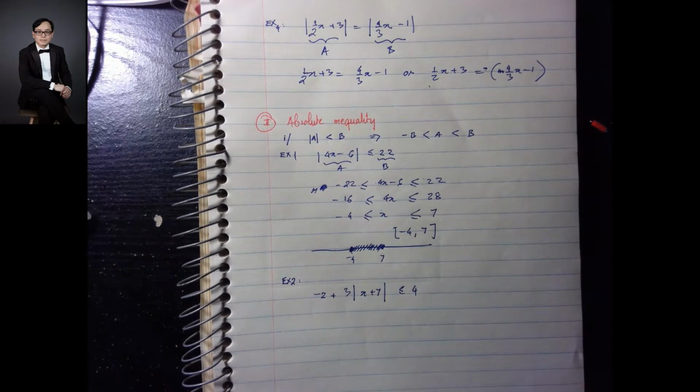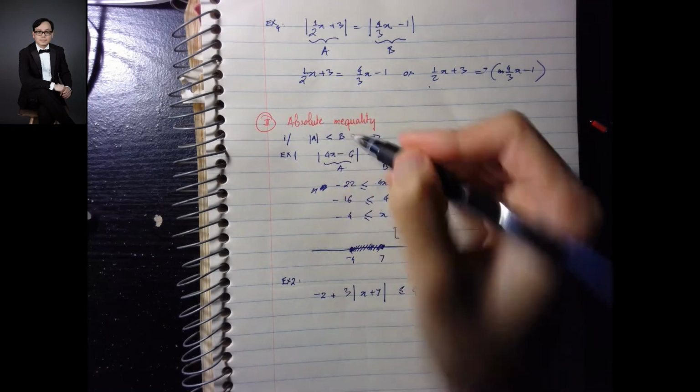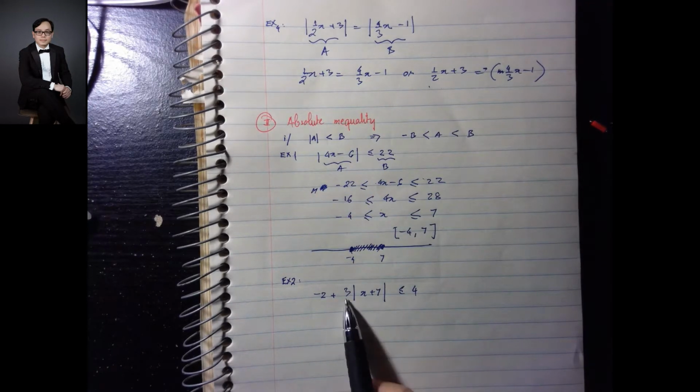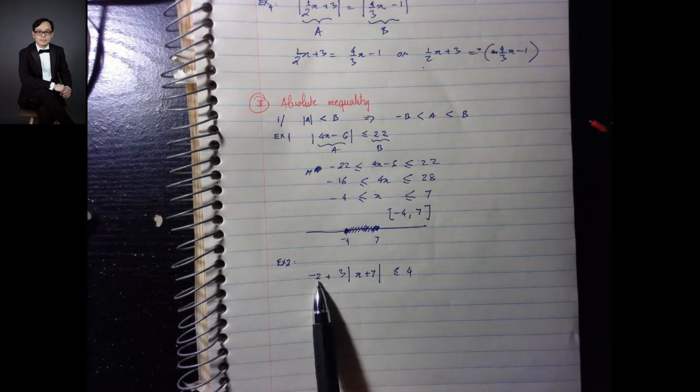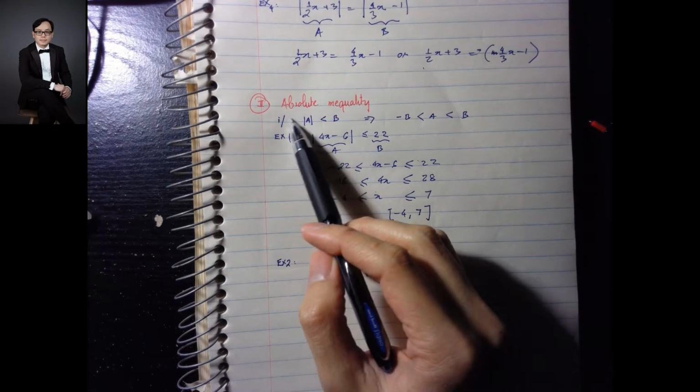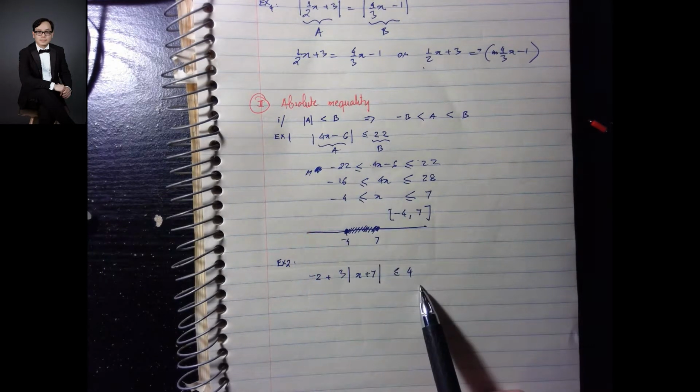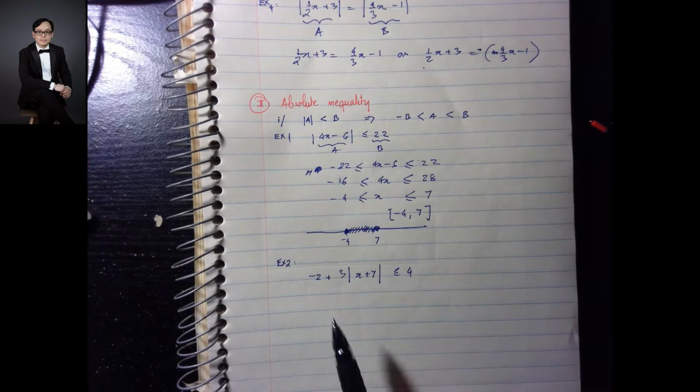Okay, so you see that over here it's not in the form yet. It's not the absolute value of A less than B. We have the number 3 in front of it, and we're not allowed to have that. We have a negative 2 over here, and we're not allowed to have that either, because in the general form we don't have anything there. The right side is good, we have a number, so that's okay. So what we have to do is get rid of the 3 and the negative 2.